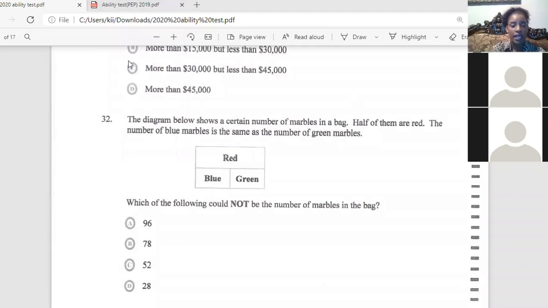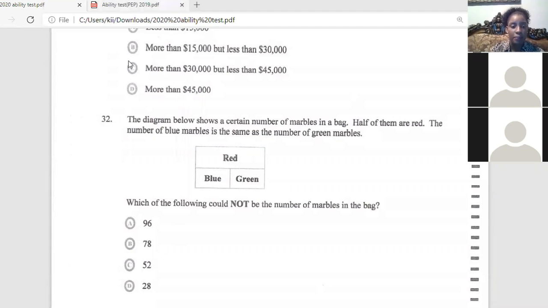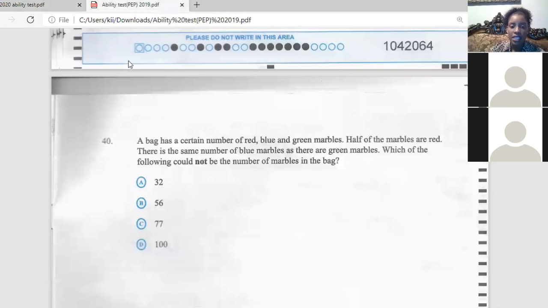Let's look at this question on the 2019 paper now. A bag has a certain number of red, blue, and green marbles. Are you seeing the similarity already? Half of the marbles are red. There is the same number of blue marbles as green marbles. Which of the following could not be the number of marbles in the bag?